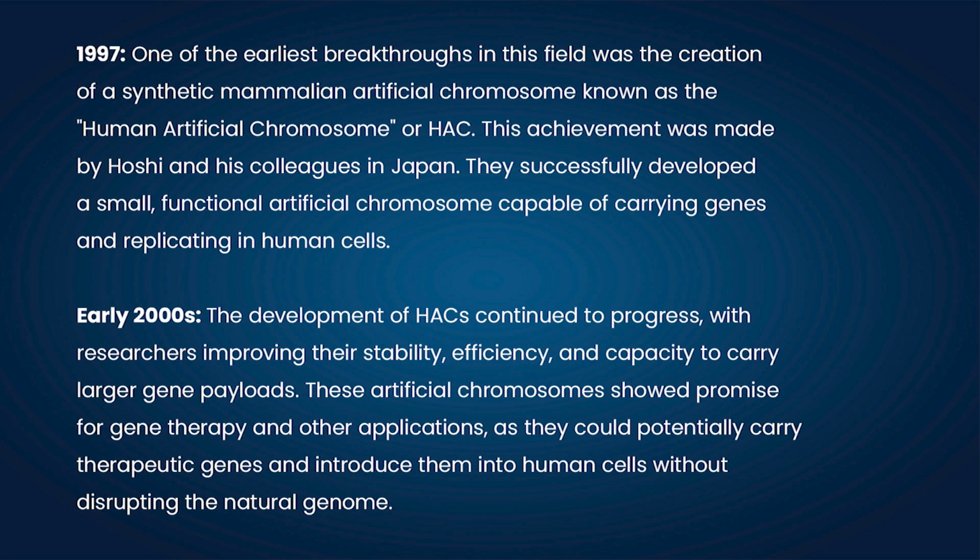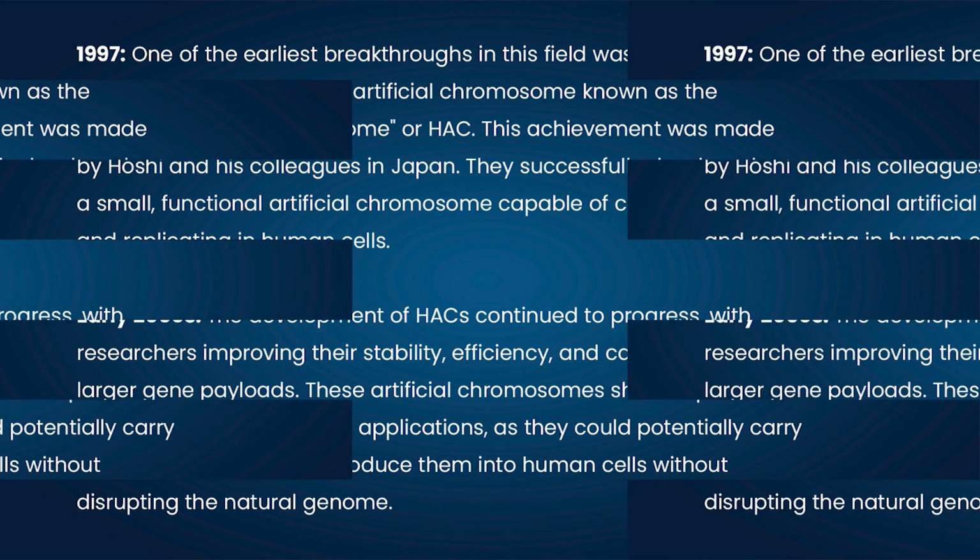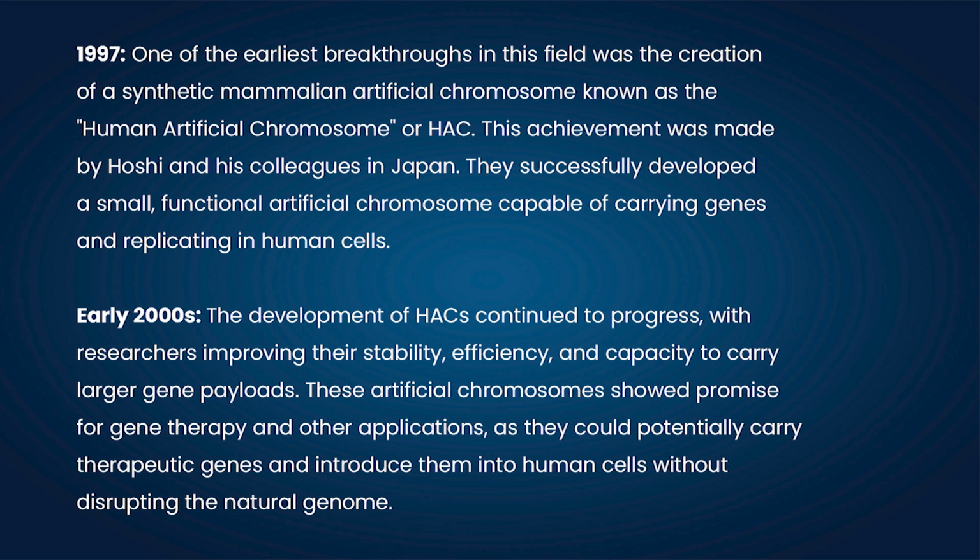In 1997, in this field, the first synthetic mammalian artificial chromosome was created, known as the human artificial chromosome, or HAC. This achievement was made by Hoshi and his colleagues in Japan. They successfully developed a small functional artificial chromosome capable of carrying genes and replicating inside human cells. It had a centromere, telomere, and origin of replication.